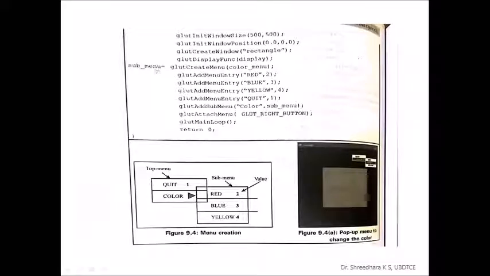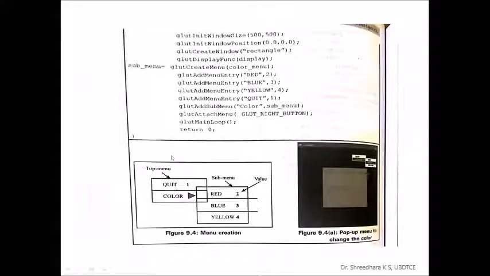Now in the program you are creating a submenu. glutCreateMenu is the main routine. Color menu is the menu through which your submenu is attached for coloring. This color menu is attached with three routines: red, blue, yellow. Add menu entry red 2, add menu entry blue 3, yellow 4, and add menu entry quit 1.